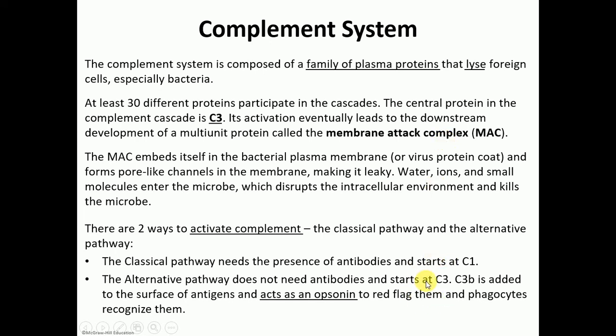C3 has a tiny part in it known as C3b. C3b is going to be added onto the surface of the antigen and acts as an opsonin. Whenever you hear that word opsonin, you want to think of a red flag. So C3b is that red flag that is going to attach to the surface membrane of the antigen, and that is how phagocytes are going to recognize that this is a foreign body.